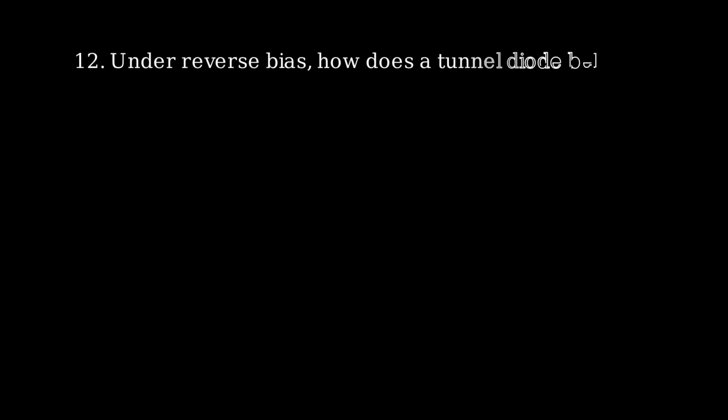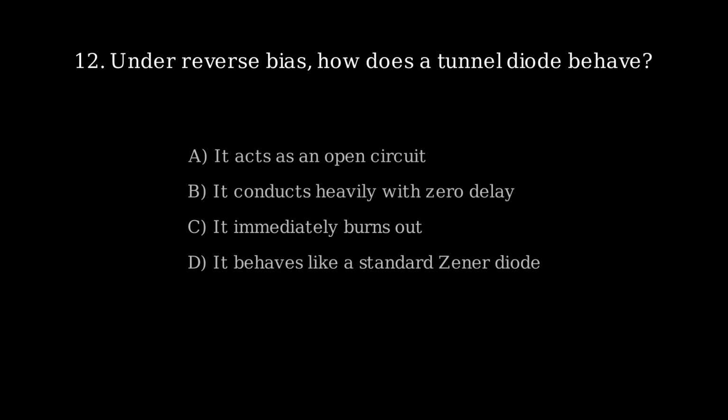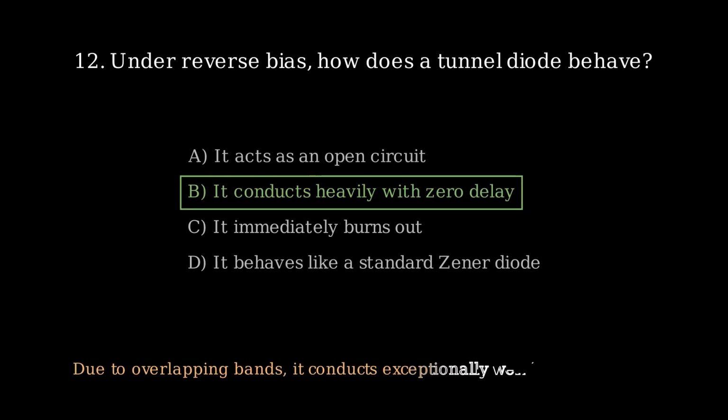Question 12. Under reverse bias, how does a tunnel diode behave? Because the electron bands overlap heavily, it conducts in reverse with virtually zero breakdown delay.